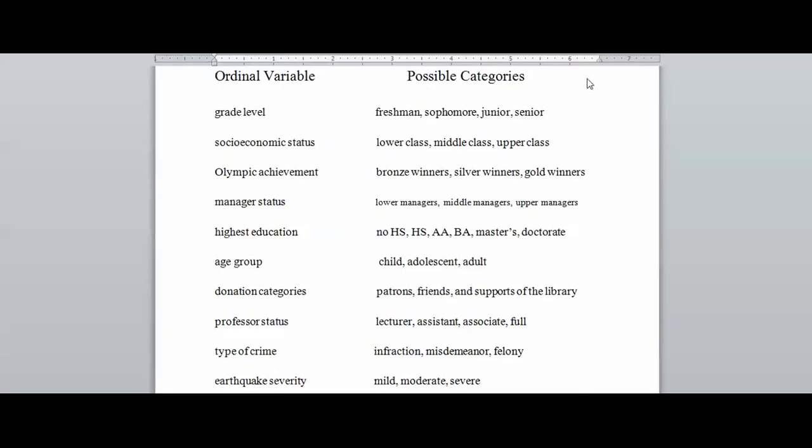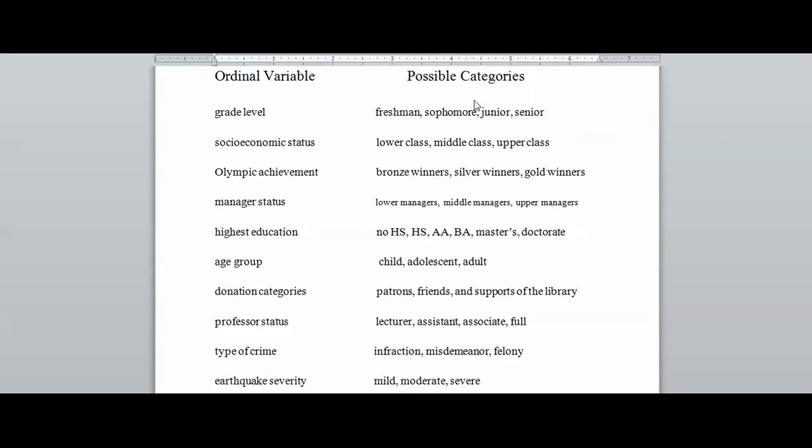I wanted to go through some examples of some ordinal variables, and I wanted to make a few points while I'm going through them. When you see an example like grade level, you might think that an ordinal variable has to be something where a person starts at the first category and then moves up one category at a time, because, well, a person has to be a freshman before they can become a sophomore, and a person has to be a sophomore before they can become a junior. But even though that's true in this example, not every ordinal variable is like that.